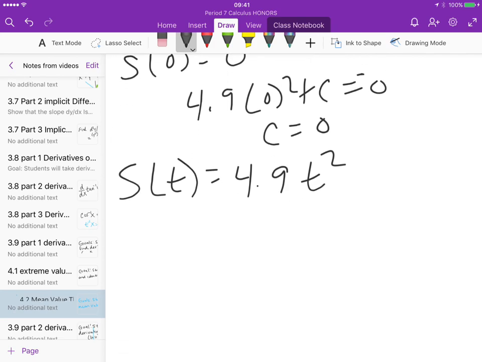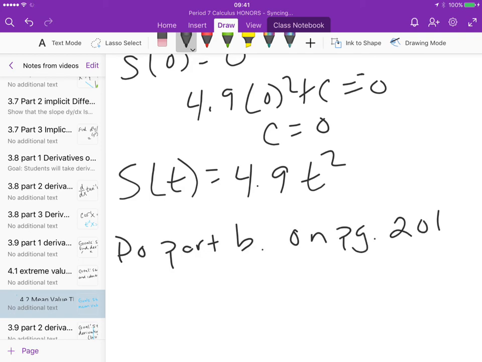What I want you guys to do as a check for yourselves is the second condition. Do part B on page 201 and cover up the answers. Give it a shot on your own and then reveal the solution to see if you got it on track. You guys have a great one. On to the next one.